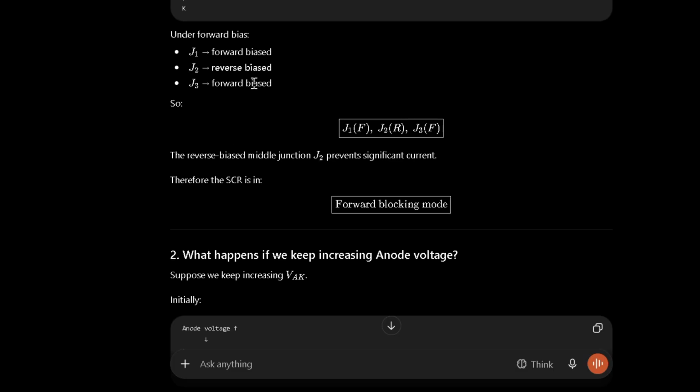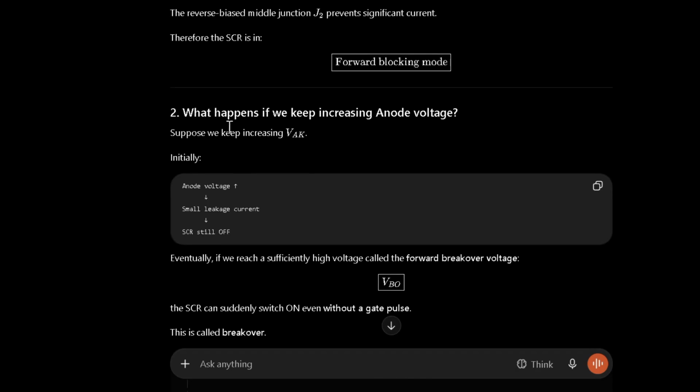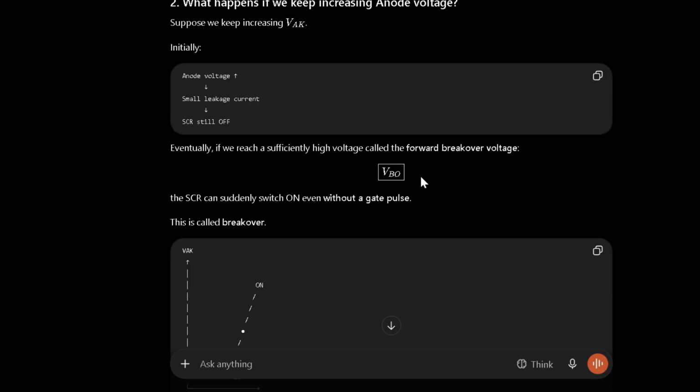What happens if we keep increasing the anode voltage? Suppose we keep increasing VAK, the anode voltage increases, there is a small leakage current, and the SCR is still off. Eventually, if we reach a sufficiently high voltage called the forward breakover voltage, the SCR can suddenly switch on even without a gate pulse. This is called breakover.